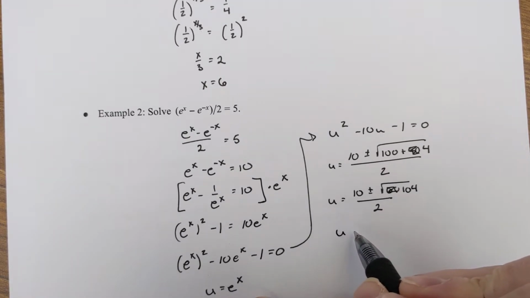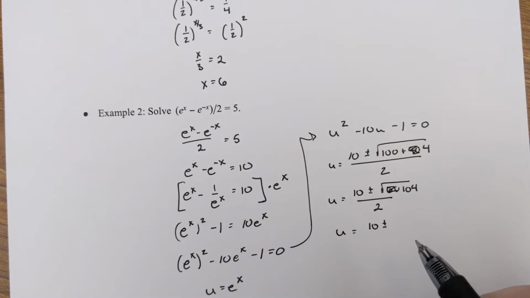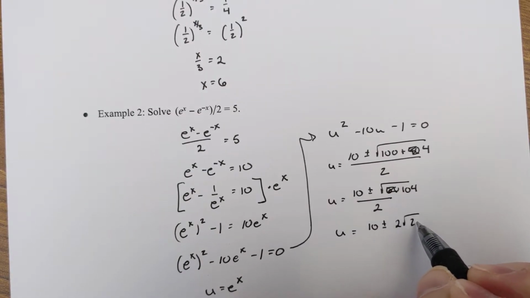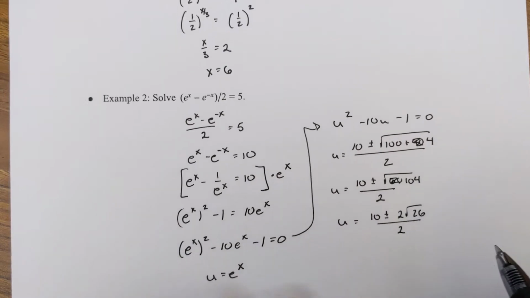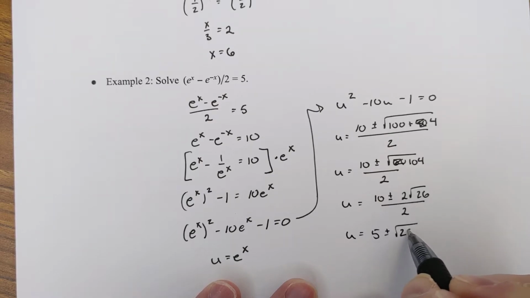Okay, so u is equal to 10 plus or minus the square root of 104. 104 is 4 times 26, so that's going to be 2 root 26 all over 2. So u is equal to 5 plus or minus the square root of 26.